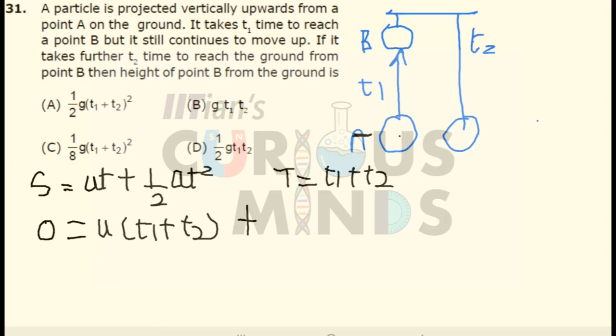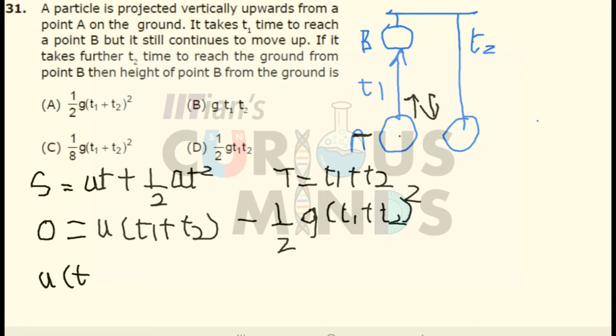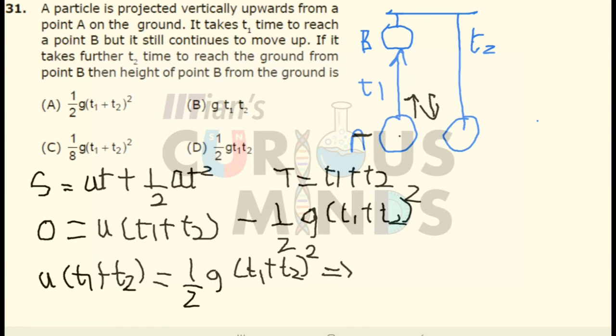Now we will use the formula S is equal to ut plus half at square. When the particle starts from A and ends on A, the total displacement is 0. Initial velocity is unknown. The total time taken is t1 plus t2, and the acceleration term is equal to minus half g (t1 plus t2) the whole square. Why I have taken minus is that initial velocity is in the upward direction, but acceleration due to gravity is in the downward direction. That's why I have taken minus over here.